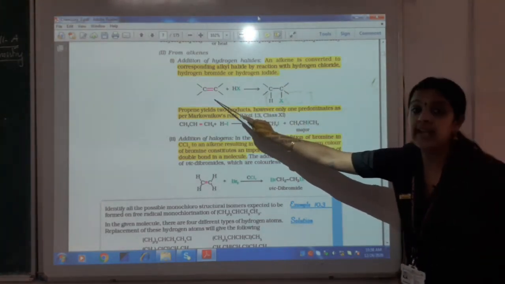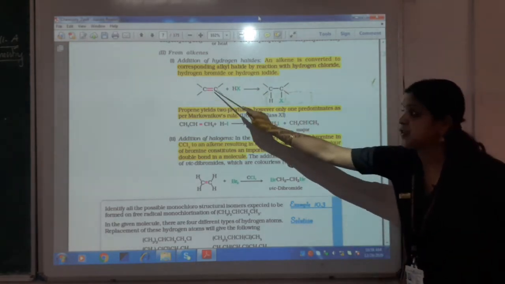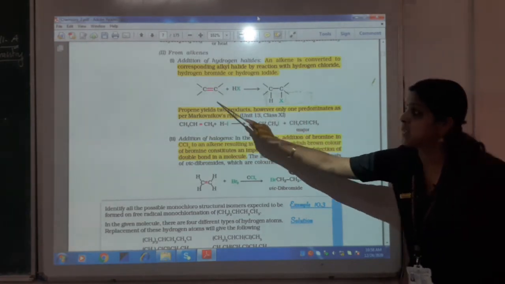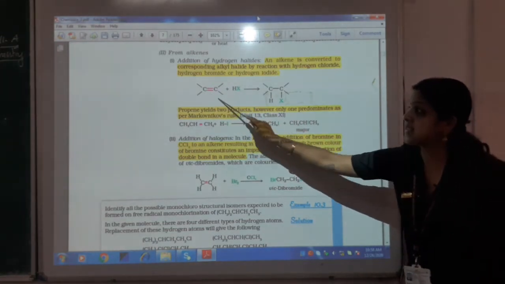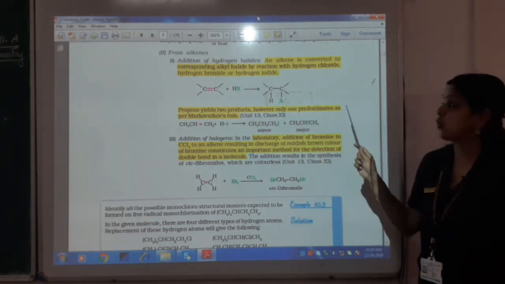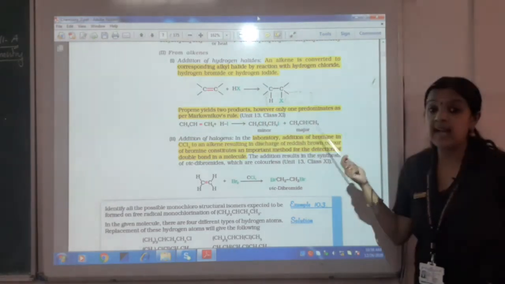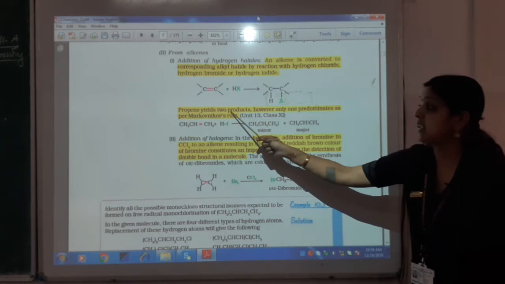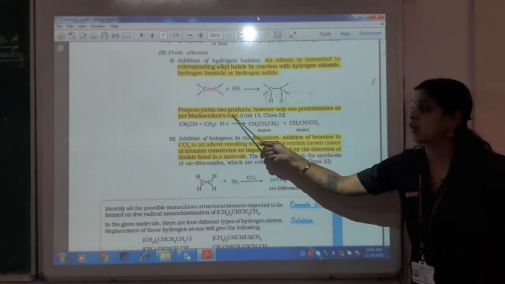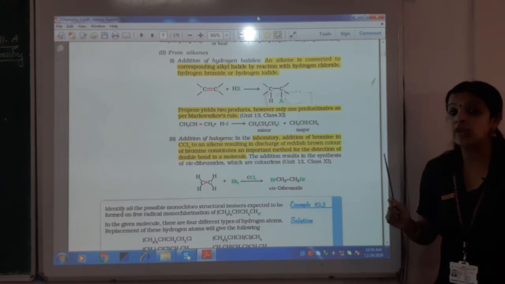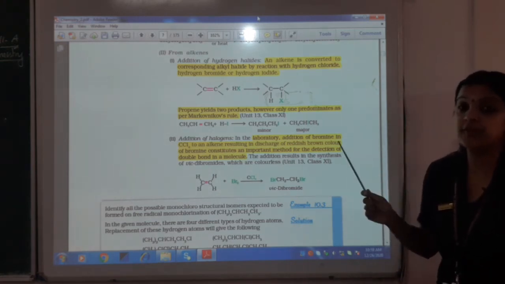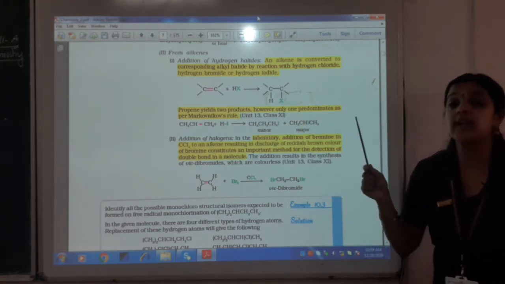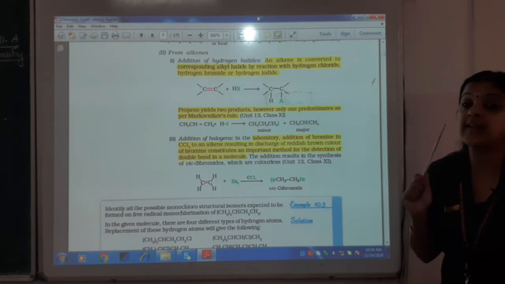So here I have example ethene, CH2 double bond CH2 plus HCl, the double bond breaks, one hydrogen comes and attacks the one carbon and one X comes and attacks the other carbon. So you get an alkyl halide, right, monochloroethane, that is what we get here. Propene yields two products, but however Markovnikov rule predominates. We know what is Markovnikov rule, anti-Markovnikov rule, Kharasch effect. You remember children, where the halogen will be going to the carbon which has got less substituted hydrogen atoms.